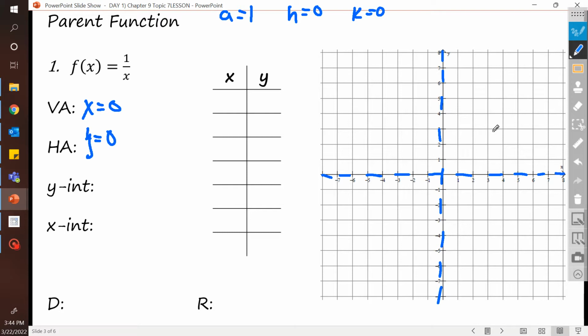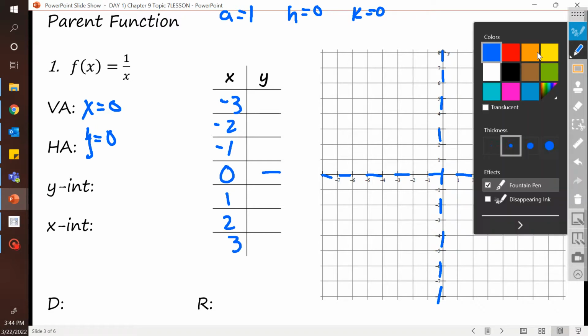And we can basically just build our table around the vertical asymptote, which is at 0. Now, plugging in 0 doesn't actually do anything, because 1 over 0 is undefined. So we don't have a y value here, because there's no point on the graph. But we can build the table around this. So a couple of values to the left, a couple of values to the right, and we can simply plug these into the equation to evaluate.